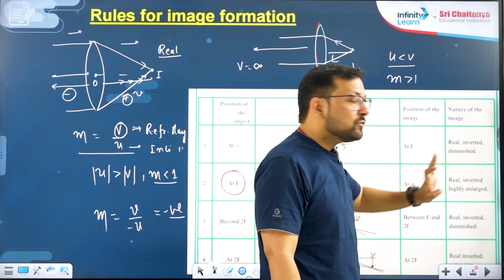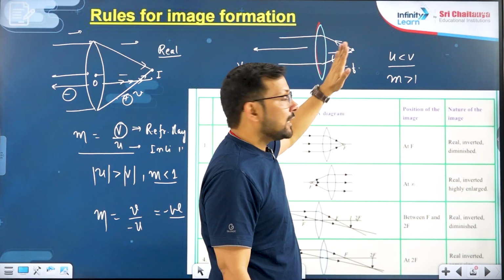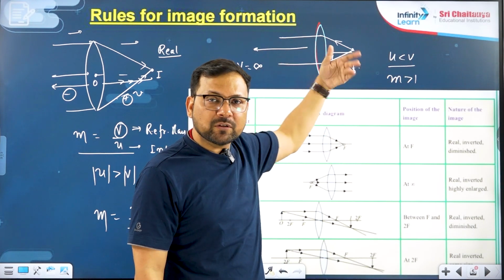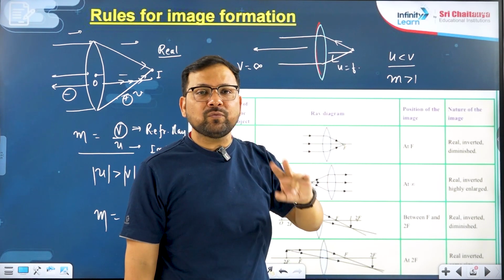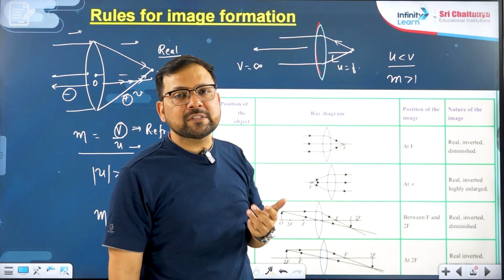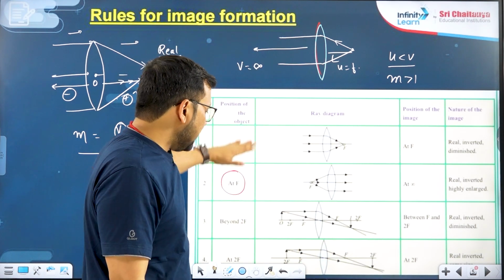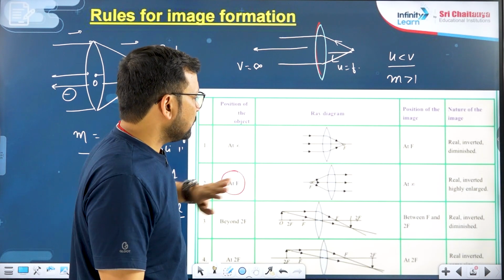And how will I get inverted? When the object is on one side of the lens and the image is on the other side, it is always inverted, because v and u will have opposite signs, and opposite signs mean m will be negative and it will be inverted. So like this we will analyze each and every point.